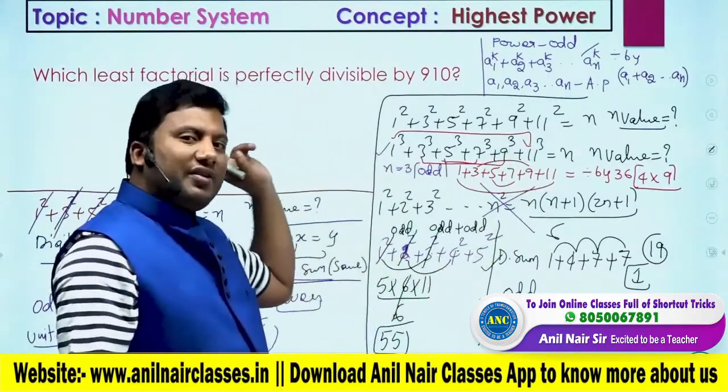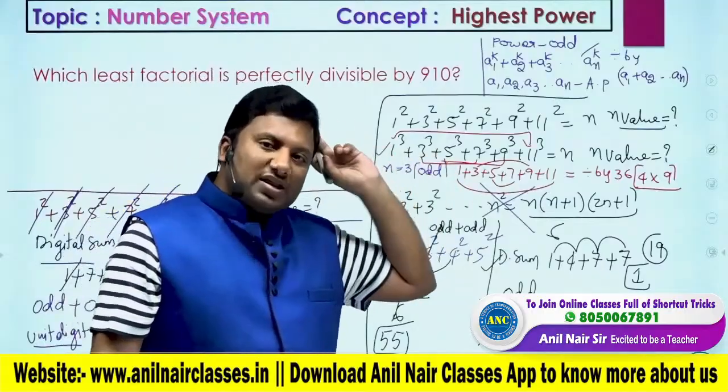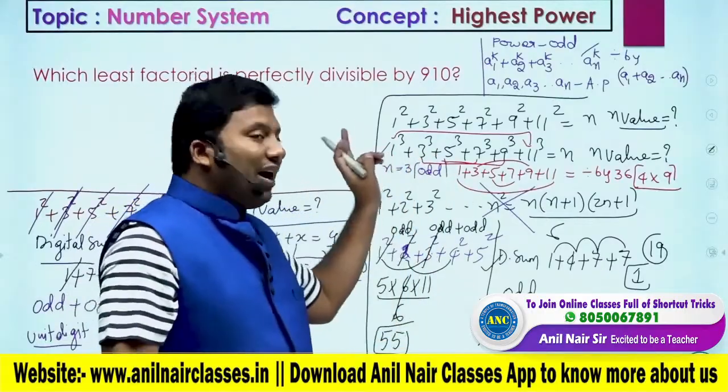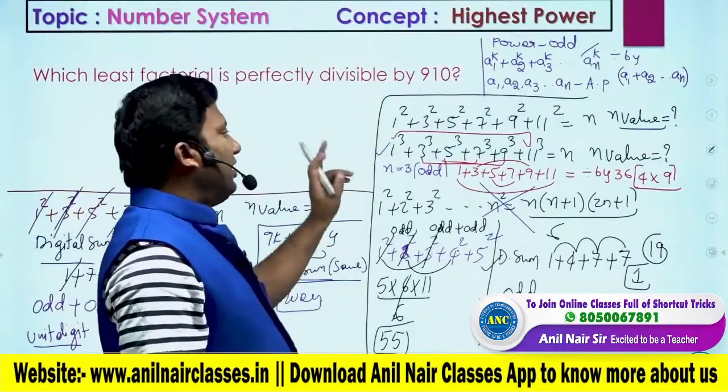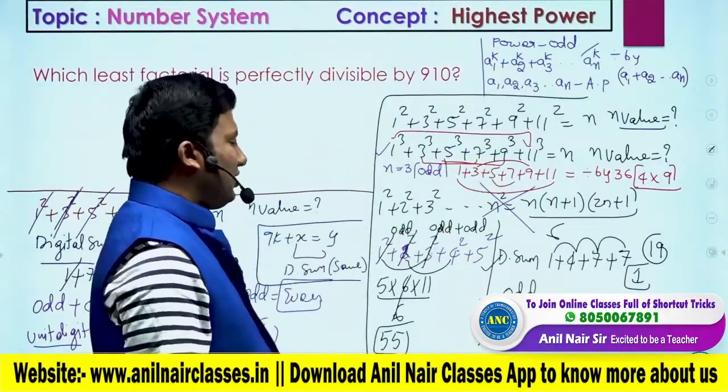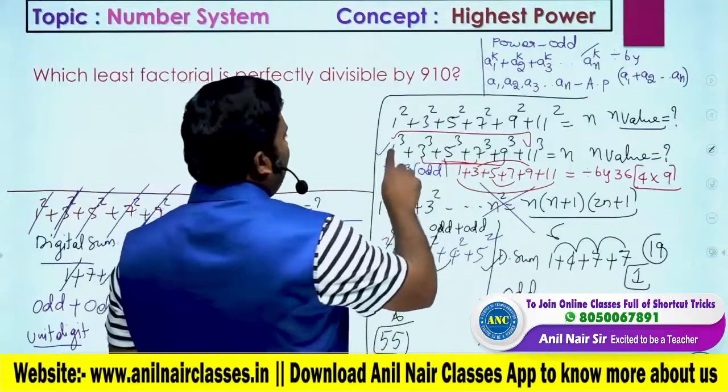It is an odd number. 1, 3, 5, 7, 9, 11. All the base values have a common difference, they are in arithmetic progression. So it is divisible by the sum of the bases. Why is it divisible by the sum of the bases?